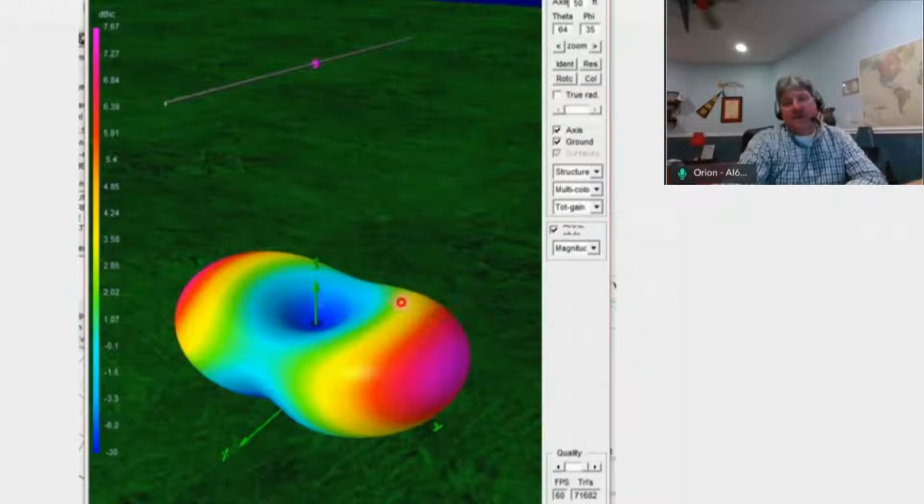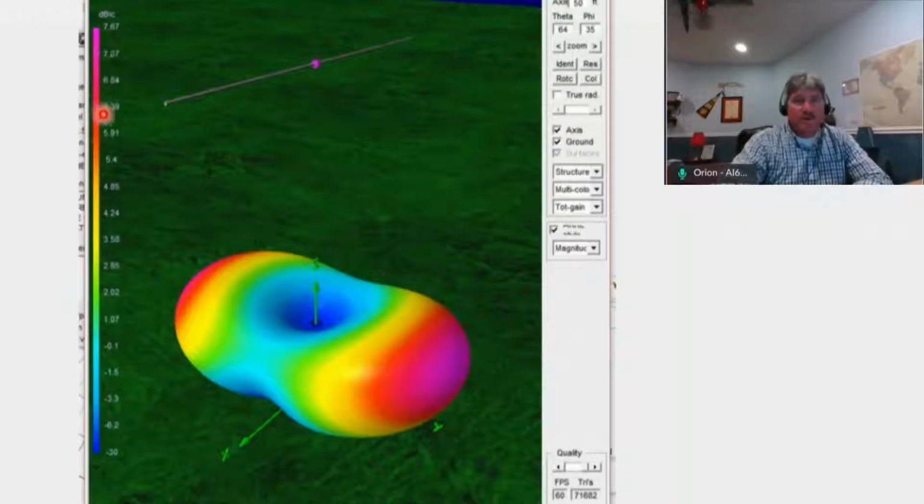And you can see that most of it's coming out broadside to the antenna, because the antenna is right up here. You can see it up there. There's your feed point. And you can see that most of the power is coming right out through there. Very nice pattern, and this makes a pretty good DX antenna.